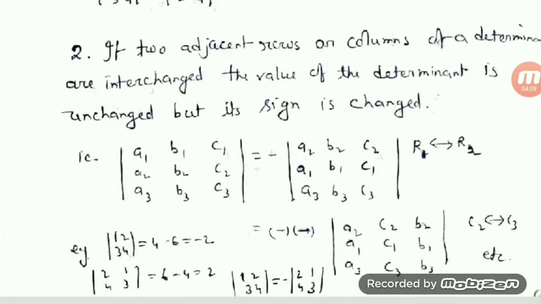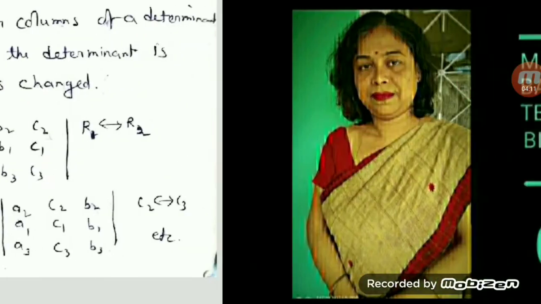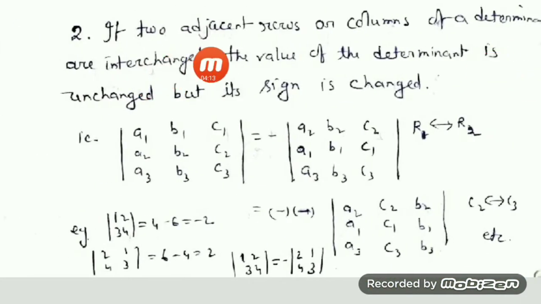Now let us go to the second property. If two adjacent rows or columns of a determinant are interchanged, the value of the determinant is unchanged, but its sign is changed. Adjacent means near: a row or column. Suppose you are taking column 1 and column 2, or row 2 and row 3, just two adjacent rows or adjacent columns, and interchange them.